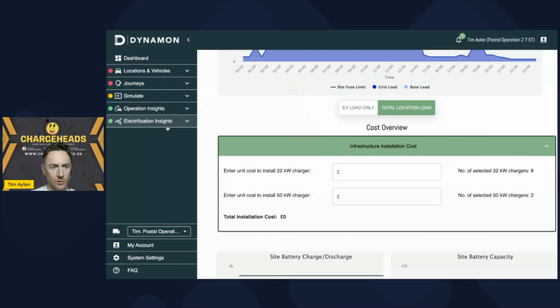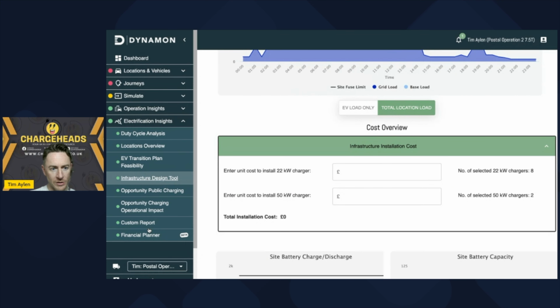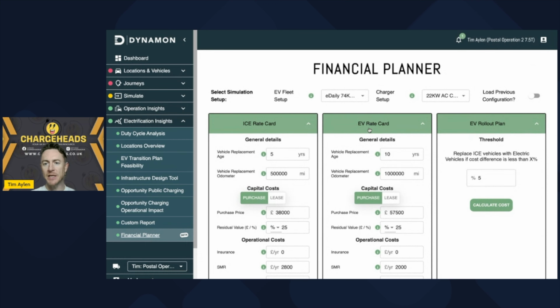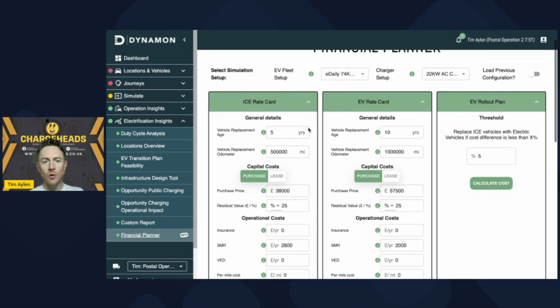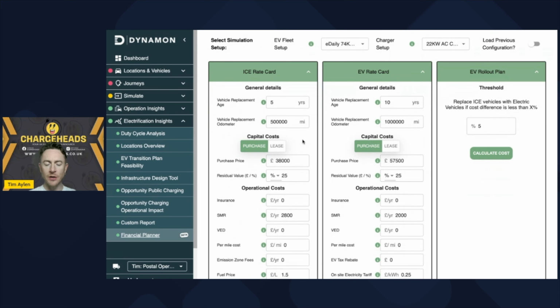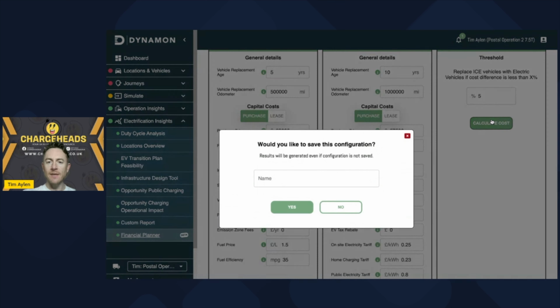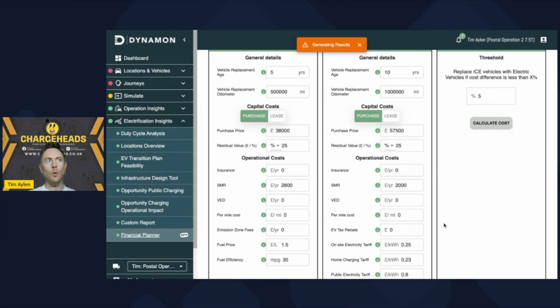So if I go to the TCO, which is our total cost of ownership. So this is in beta at the moment. However, what it does, you can put your current vehicle in there, your ICE vehicle, and the EV vehicle you're looking at, and all the costs, replacement cycles, and the efficiencies and everything else, and put a threshold in there, and that will help you understand when and whether it is viable for you to change your vehicles to electric. Is it going to be cost effective?